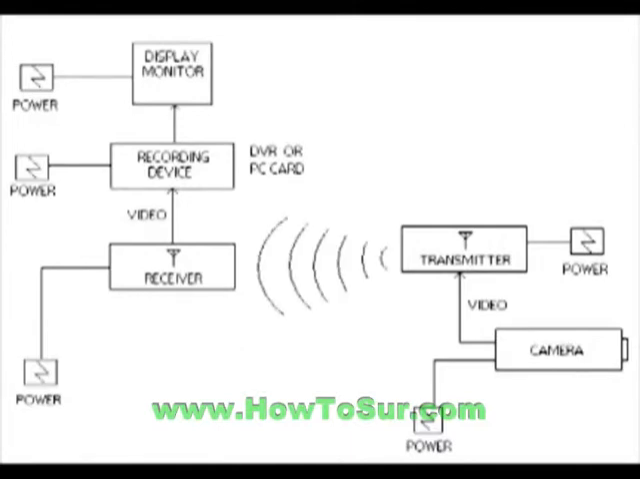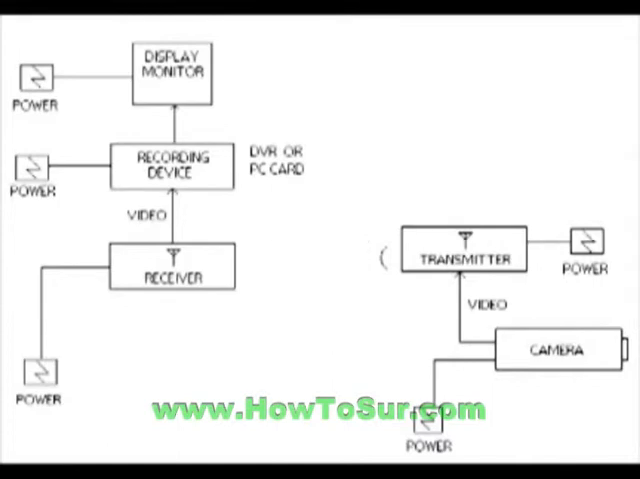Okay, here's our setup. The video signal from the camera is plugged into the transmitter, and that transmitter converts that signal into radio waves, which are then transmitted through space and to the other side where the receiver is located. And that receiver takes those radio signals and converts them back into a video signal, which is then plugged into the recording device or monitoring device.